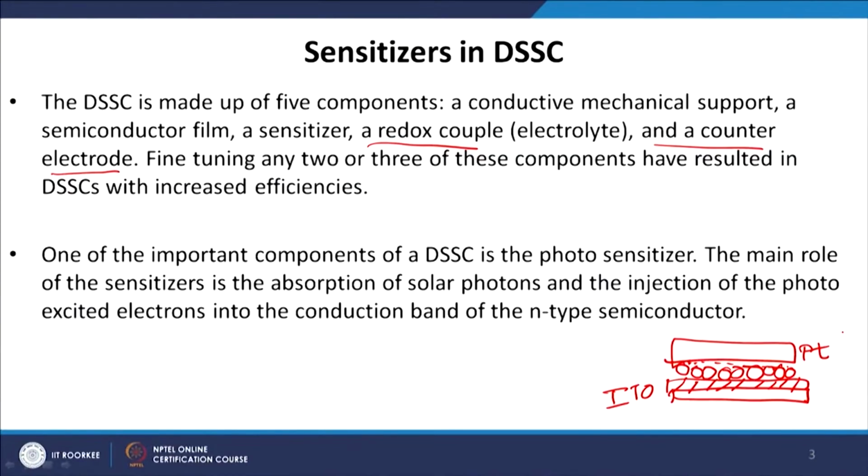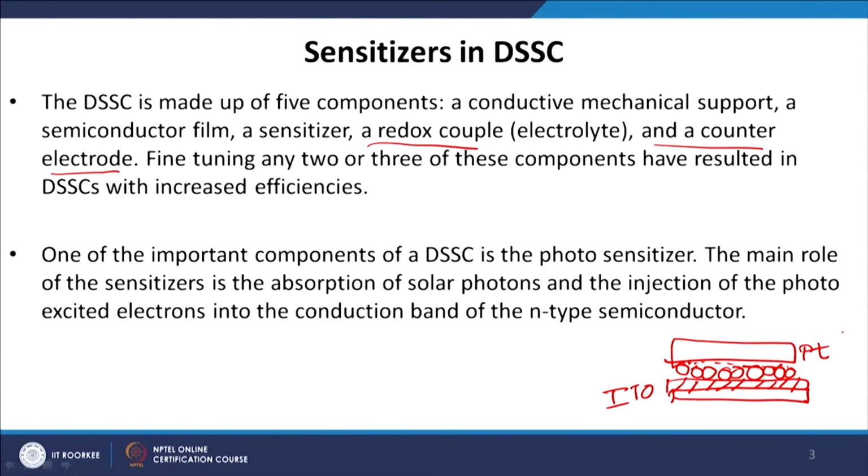And there are several other examples like graphene, CNT, carbon nanotubes, and some conducting polymers that have also been used as this counter electrode. So, these are the 5 main components in a DSSC device. Fine tuning any 2 or 3 of these components has resulted in DSSC with increased efficiency.